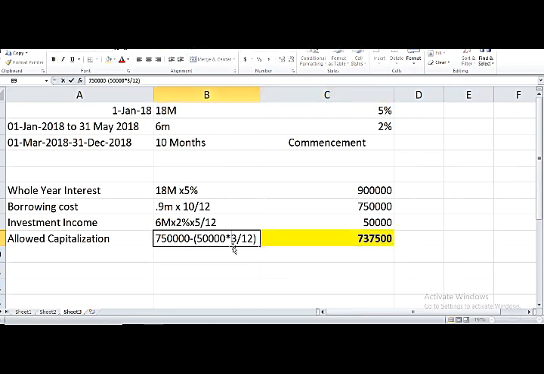It's netting off the investment income versus the cost. Yes, exactly. Just a minute.